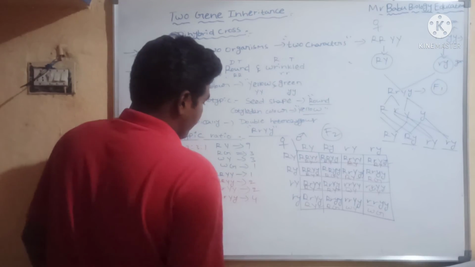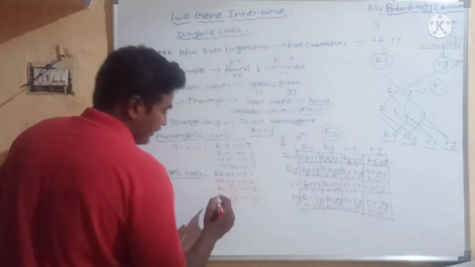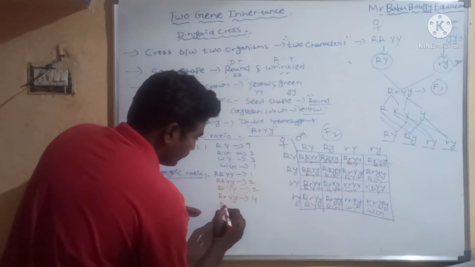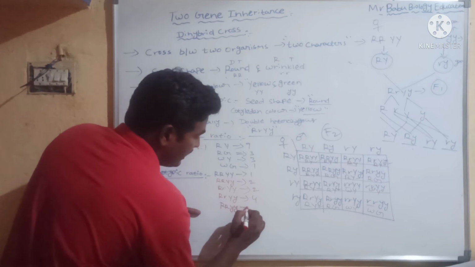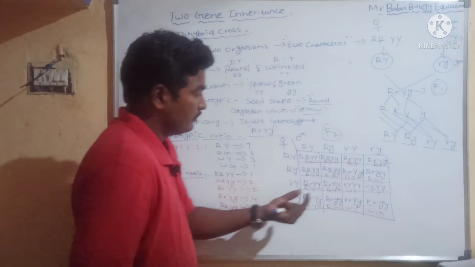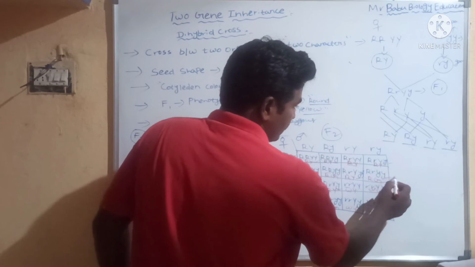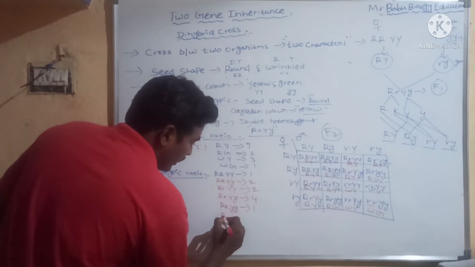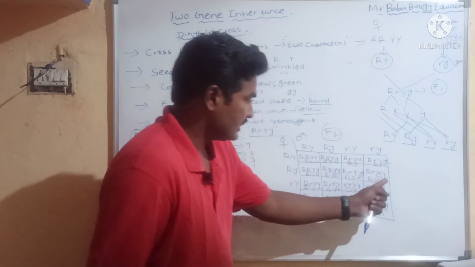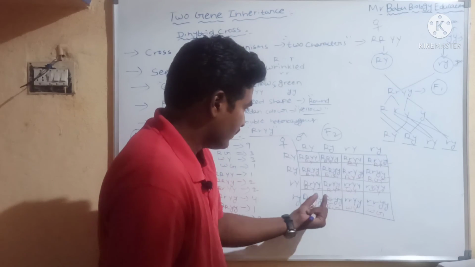Next one. Now, capital R, small y, small y. How many are there? Capital R, small y, small y. How many? 1. Now, next one. Capital R, small y, small y. So how many? 2. This is 1 and this is 1. So total 2. Next one.